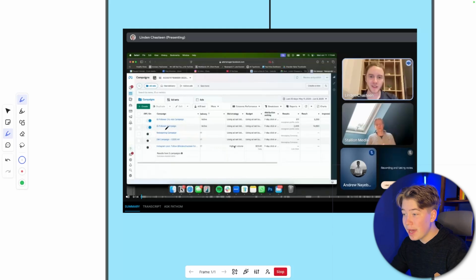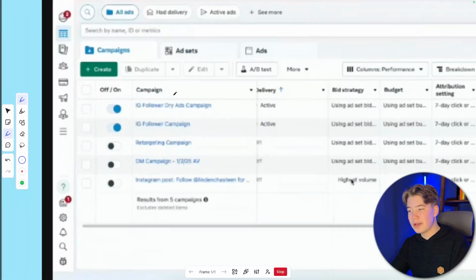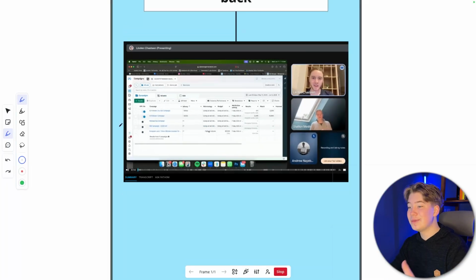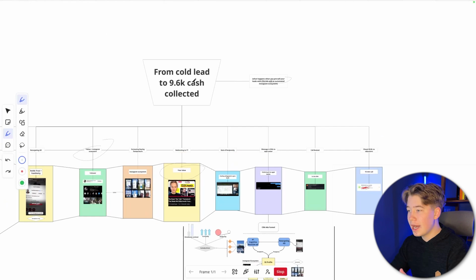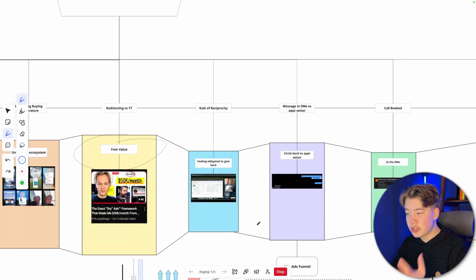And the craziest part is that Lyndon's ad account, before he was working with us, he was using all our unique mechanisms. He was using the word dry ad. That's one of our unique mechanisms. He was using all these different unique mechanisms we have in his ad account because he's been getting nurtured by the stories, by the YouTube, by all these things for so long. You don't ordinarily get people to 9.6K PIF without being extremely nurtured.